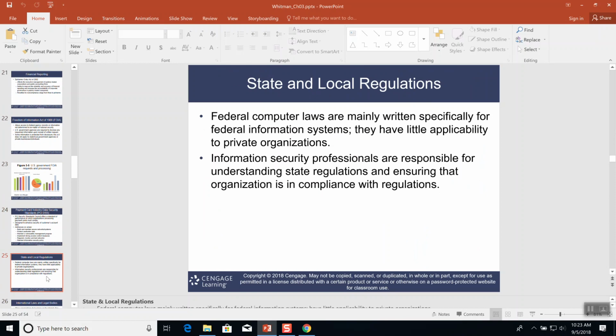State and local regulations, federal computer laws are mainly written specifically for federal information systems. Information security professionals are responsible for understanding state regulations and ensuring organizations' compliance.